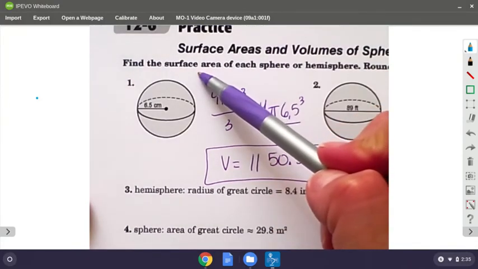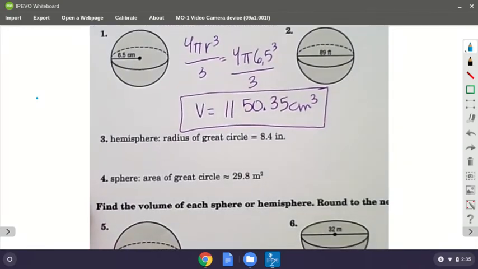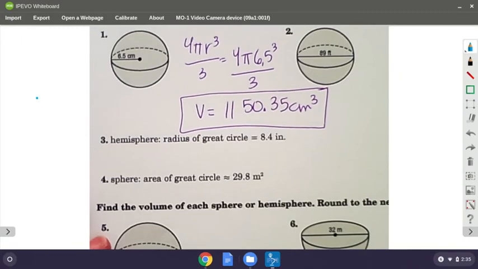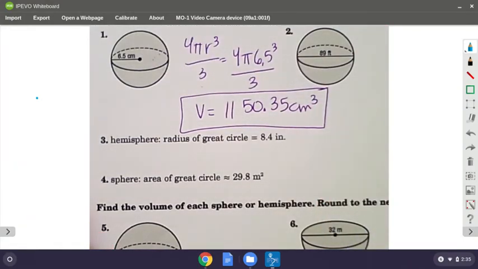Oh, this one, I just realized these directions ask for surface area, but that's okay. Same thing. Well, no, it's not the same thing. Volume and surface area are very different, but I can use this picture to find the volume. So just ignore those directions.